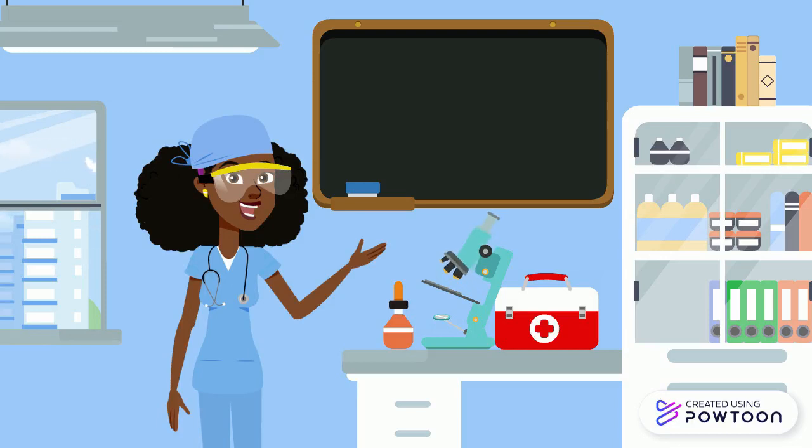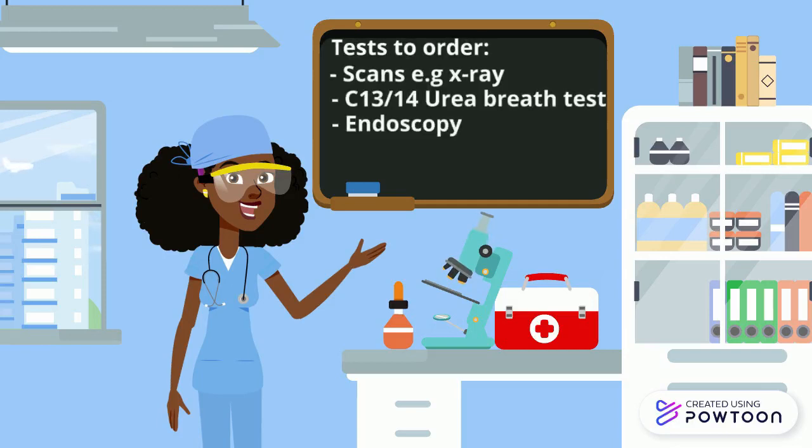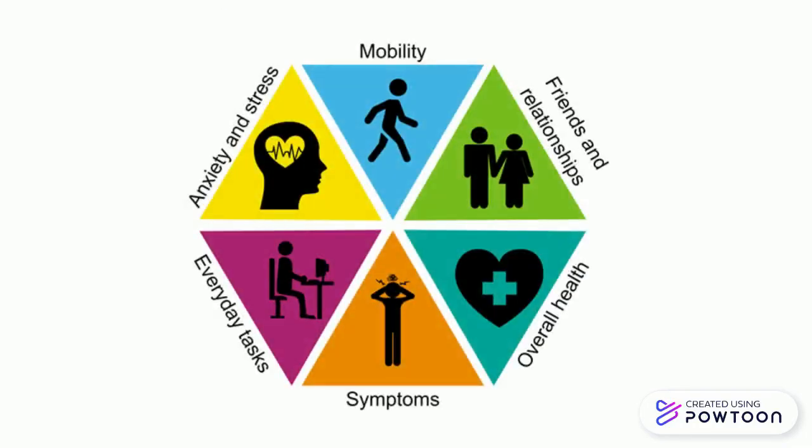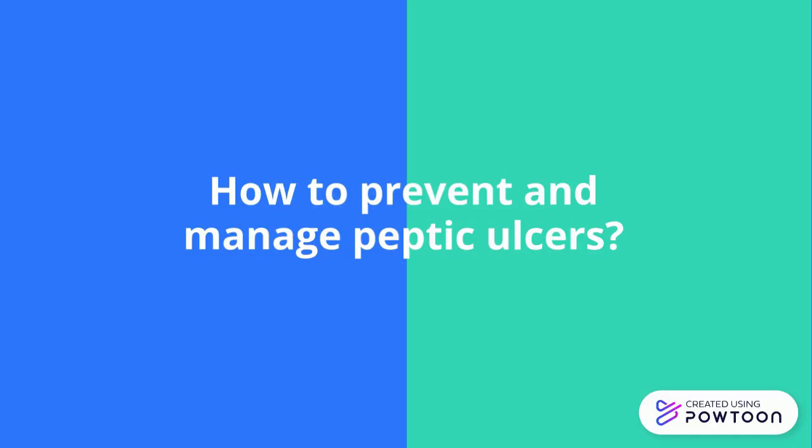To diagnose peptic ulcer, the doctor will order several tests, such as X-ray, laboratory tests for H. pylori, and an endoscopy. The main goal of management and treatment is to improve the quality of life for patients. How to prevent and manage peptic ulcer?